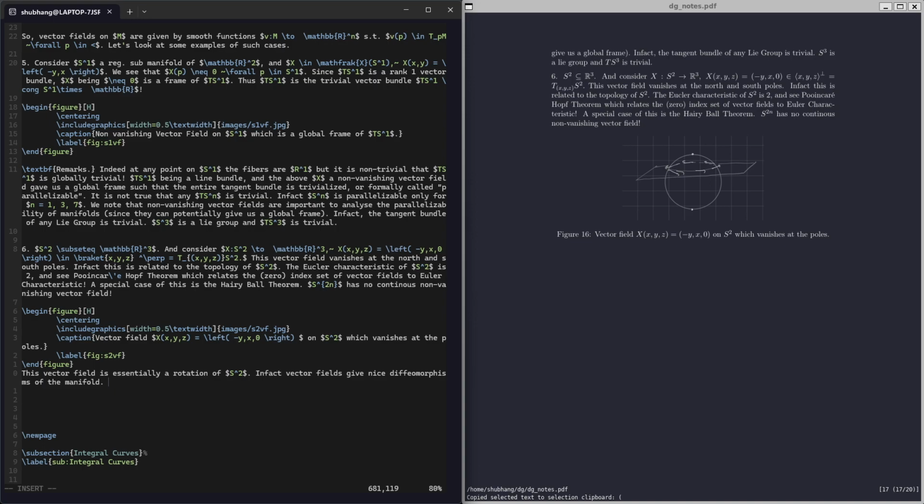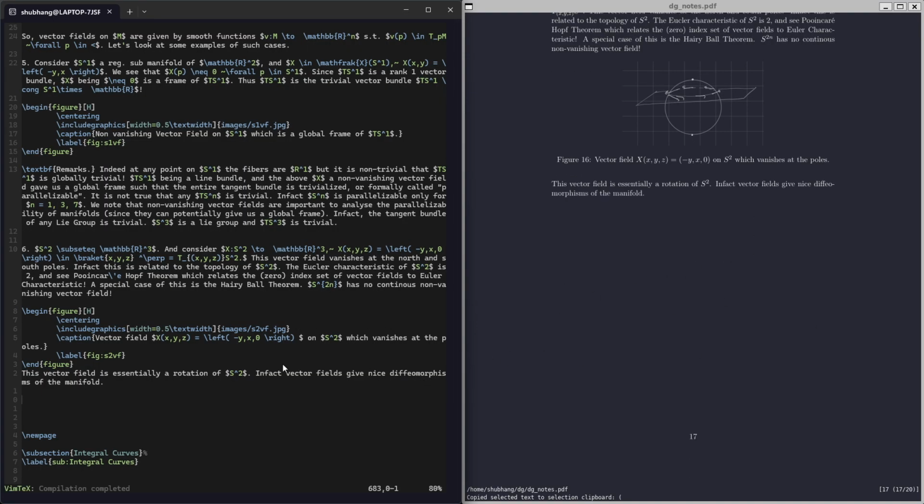Now we are in the last lecture of week 6, where we look at more properties of vector fields and other interesting stuff. So this will be part 4 done.